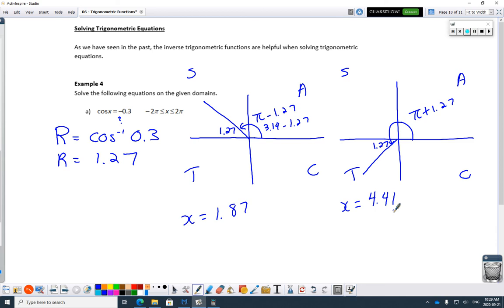Okay, that is a good answer. It's not perfect because there's a problem here. They asked for it between negative 2 pi and 2 pi, which is something I did not do in advanced functions, is to say, we want some more answers here. Not just these two answers. I want the ones that are between negative 2 pi and 2 pi. So we want to know also, I'll do it in red, we also want to know this answer and this answer.